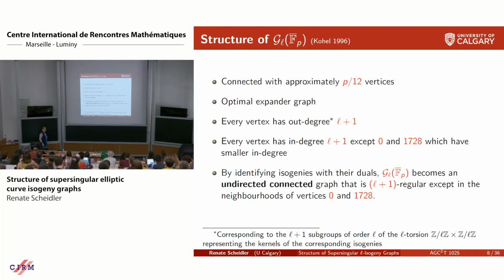And then sometimes you might have seen the undirected version of this. If you identify elliptic curves with their duals, then you can make this into an undirected graph. And that undirected graph is almost L plus 1 regular, so almost every vertex is incident with L plus 1 edges, except in the neighborhood of 0 and 1728. So that's what this looks like.